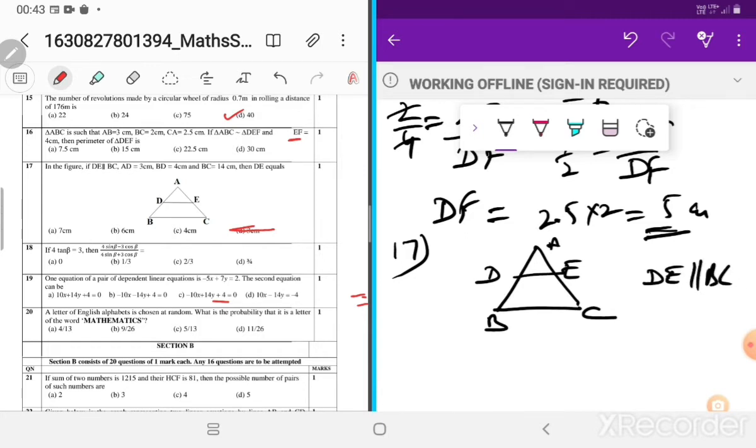And one more thing is, that is BD. BD is what? 4 centimeter. And AD is given, that is 3 centimeter. And BC, this side is given, that is 14 centimeter. So you have to find DE, you have to find DE. DE is what? This one.